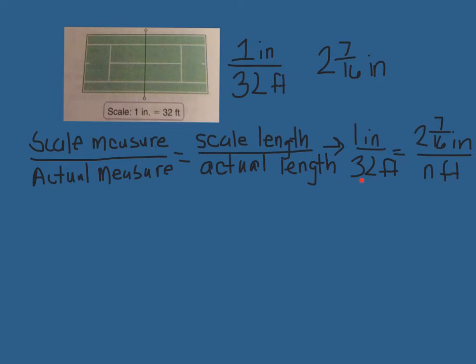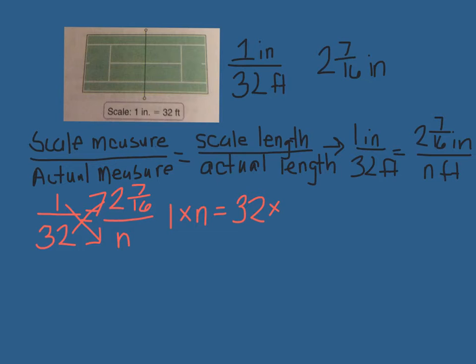So here's our proportion that we're going to need to figure out. I've rewritten that here. And now all that we need to do is multiply here and then here. So we have 1 times n equals 32 times 2 7/16. We know that 1 times n is just n, which equals this proportion over here.